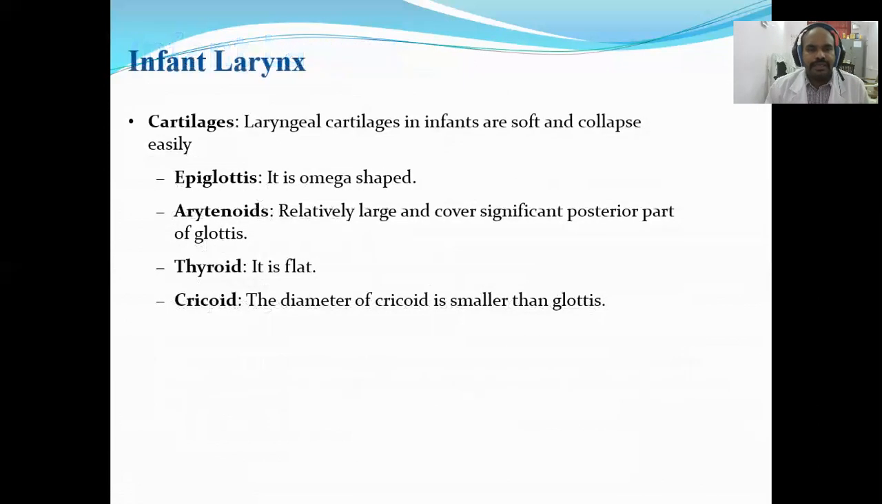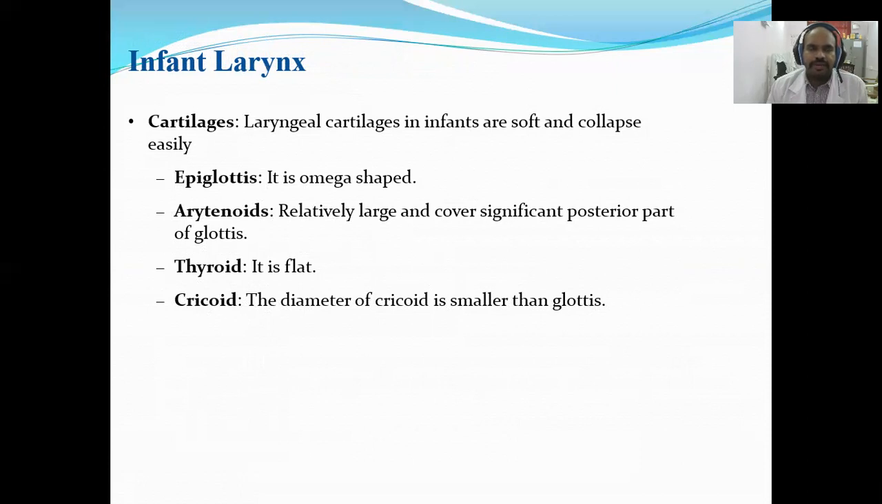That's why the baby can easily feed as well as breathe. The laryngeal cartilages in infants are soft and easily collapsible. The epiglottis is omega shaped, and the arytenoids are relatively large and cover a significant posterior part of the glottis. The thyroid cartilage is a little bit flatter.